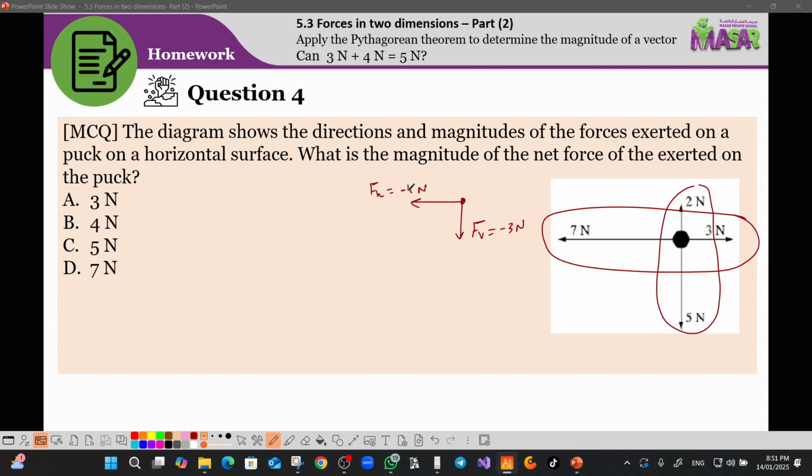And I told you whenever 4 and 3 appear as perpendicular forces, the net force will give you 5. FV squared plus FH squared. You can double check. So minus 4 squared plus minus 3 squared. So the answer is 5 Newton. So the correct answer is C.